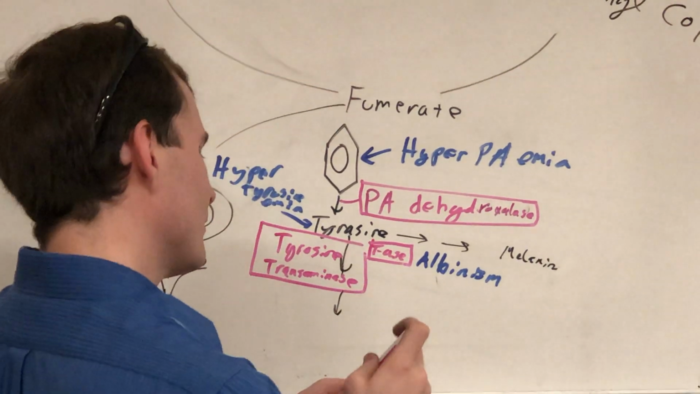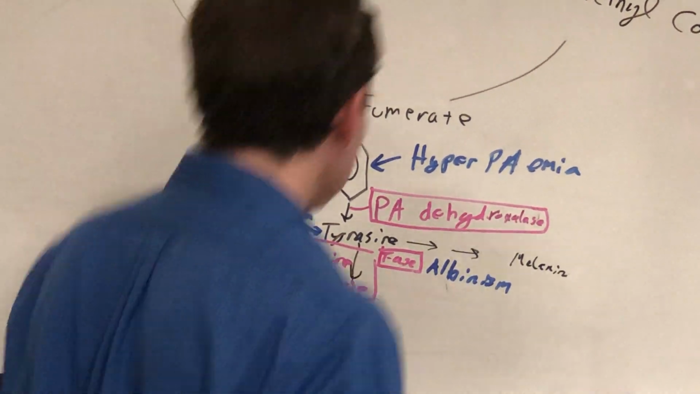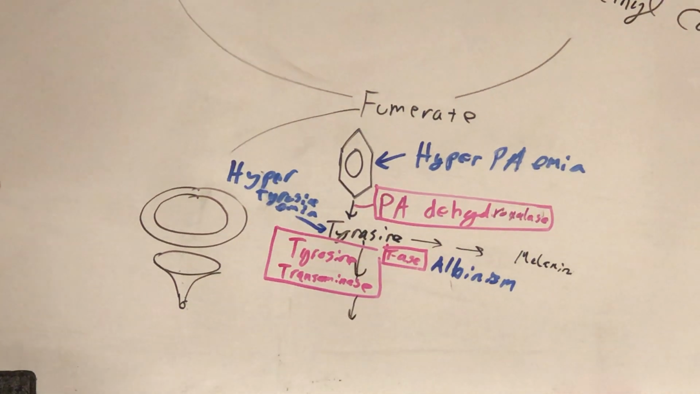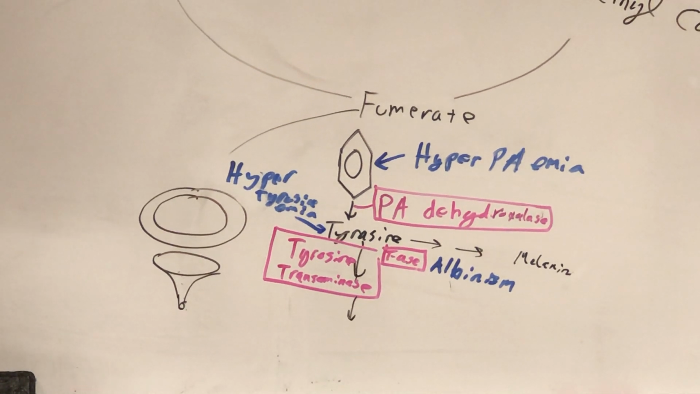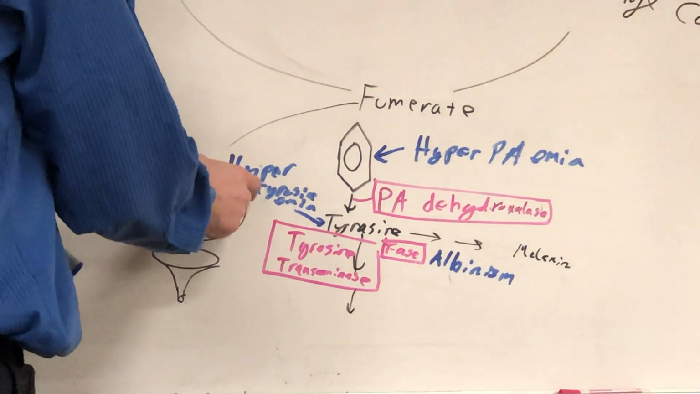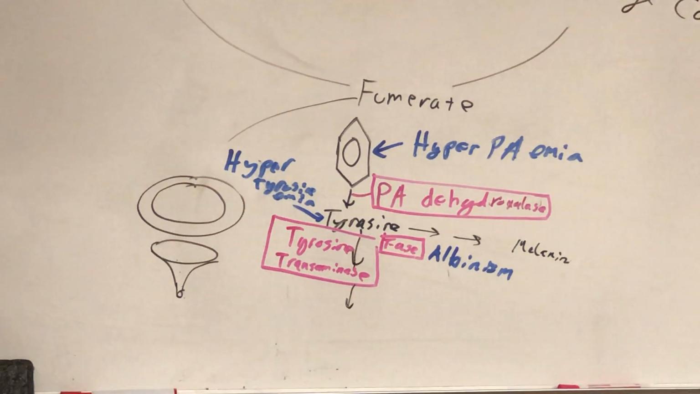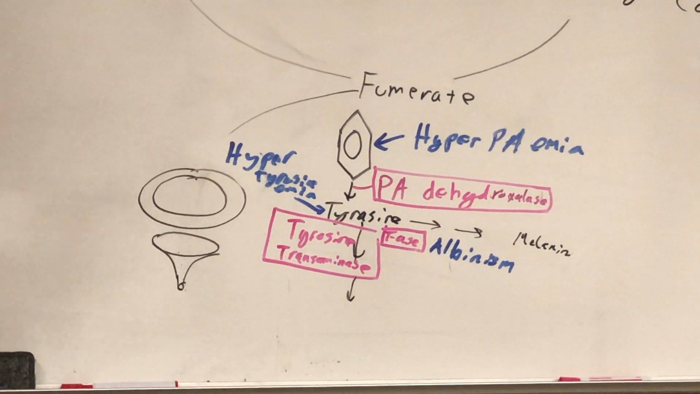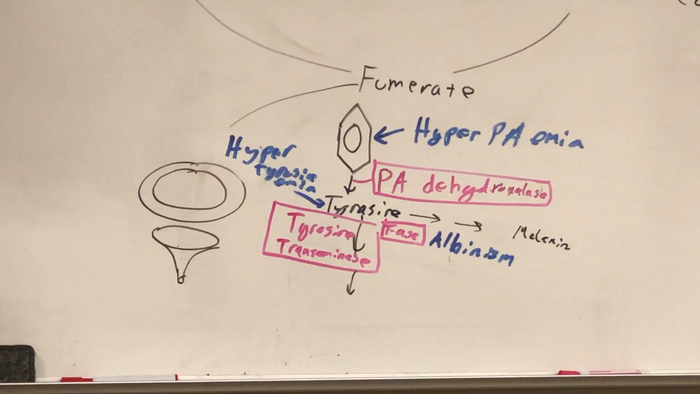monooxygenase, I think is another name for it. Okay. We only want to know it as hydroxylase. Not phenylalanine hydroxylase. Yeah, just phenylalanine hydroxylase. And hypertyrosinemia, you can also call tyrosine block because that's what leads to hypertyrosinemia.